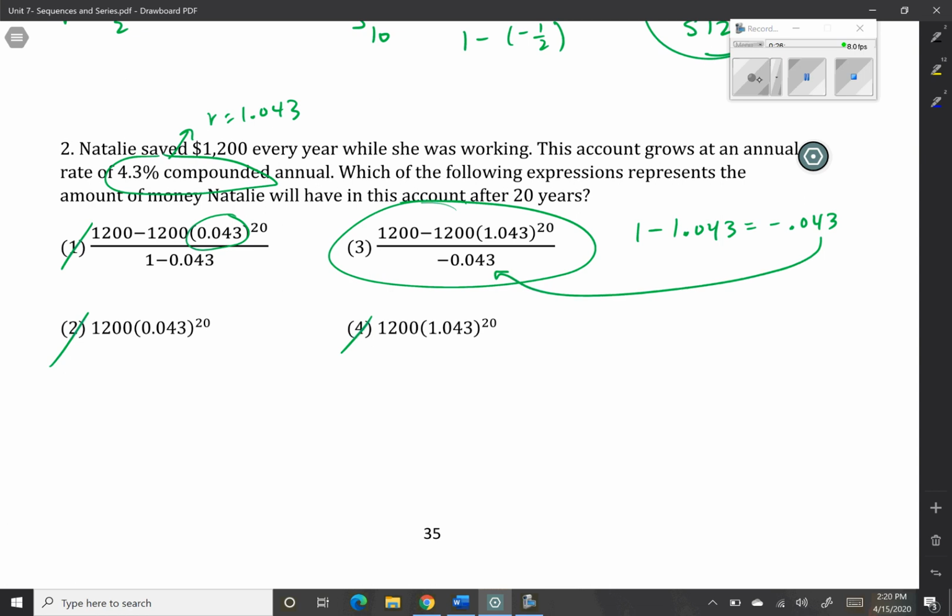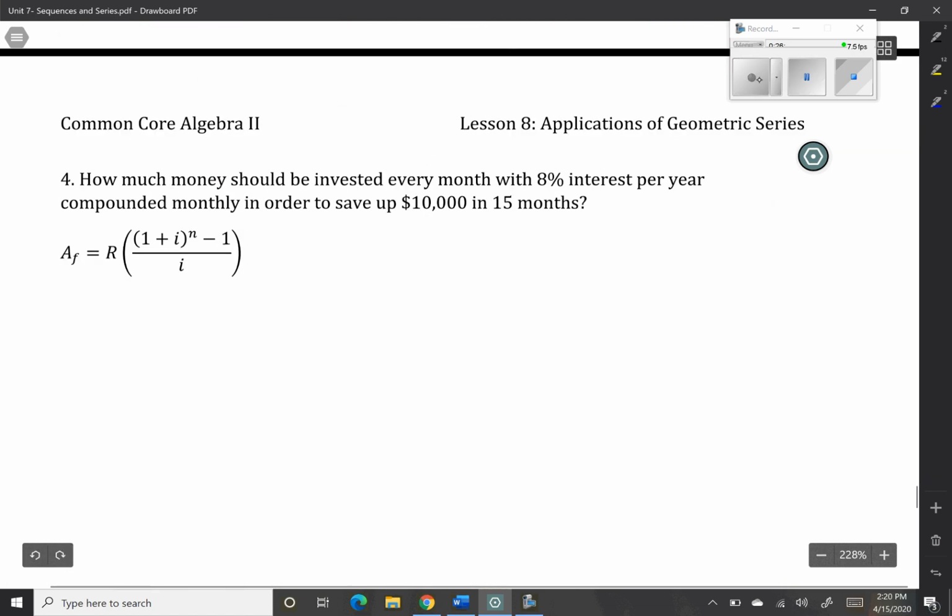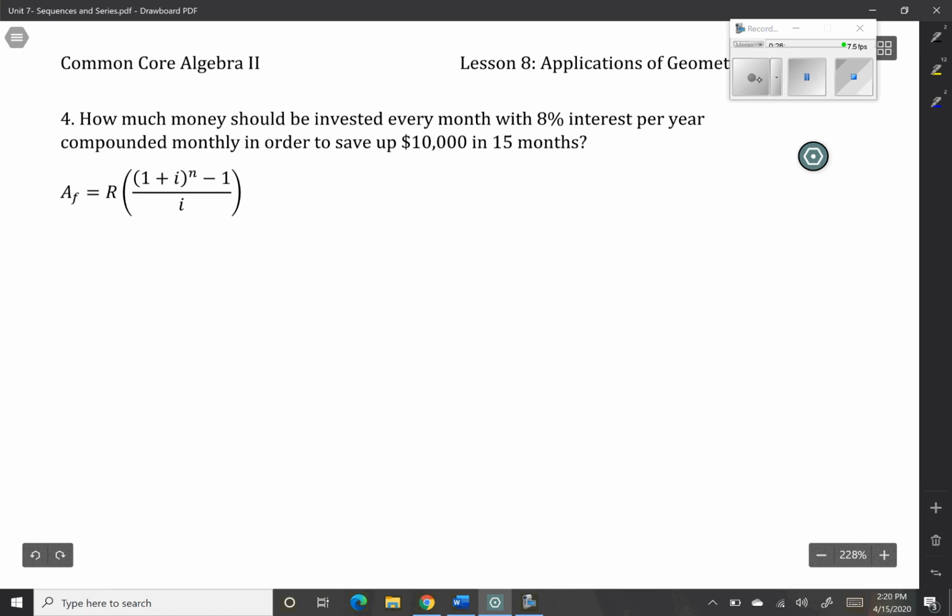That was actually a nice multiple choice question I put on a Regents exam a few years ago. All right, let's keep going. So it says, how much money should be invested every month with an 8% interest rate compounded monthly in order to save $10,000 in 15 months.